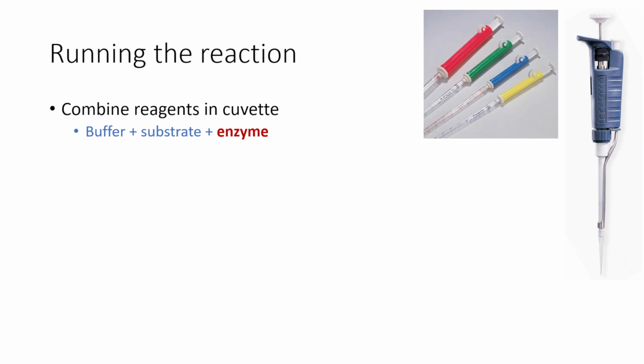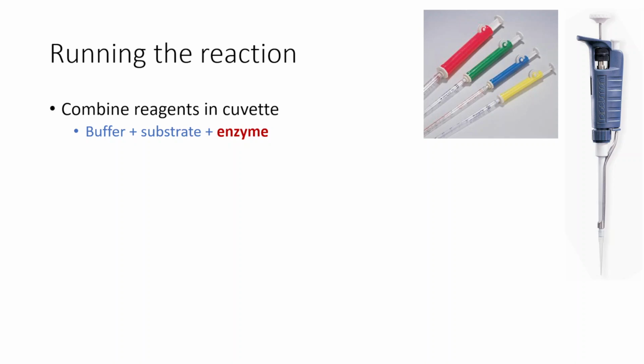So that brings us to actually running the reaction. What you will do is combine the reagents together in a cuvette. You're going to add buffer and substrate and possibly some other components such as the inhibitor and the inactivator, and also, of course, the enzyme, which helps to catalyze the reaction and make it happen faster. As you can see, enzyme is written here in red. It's really important that you add the enzyme right before you start the measurement, because as soon as you add the enzyme to the cuvette, the reaction will begin.